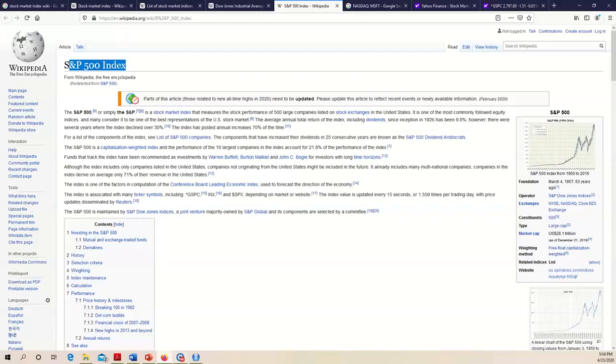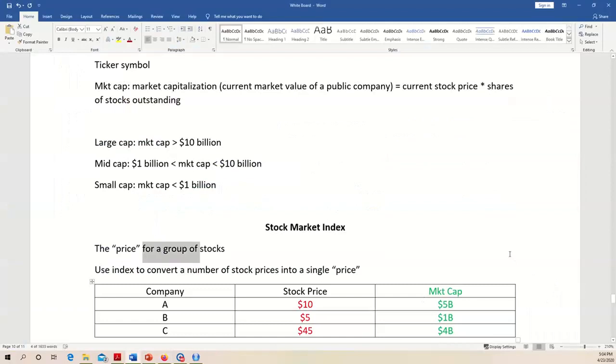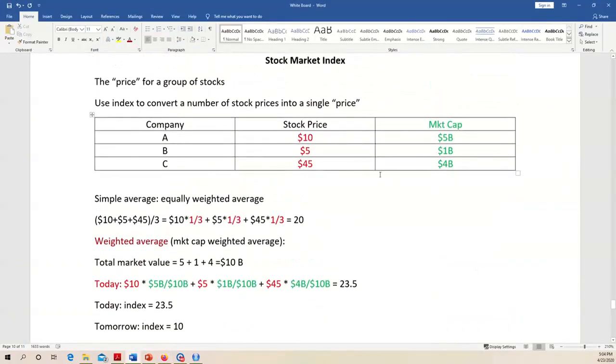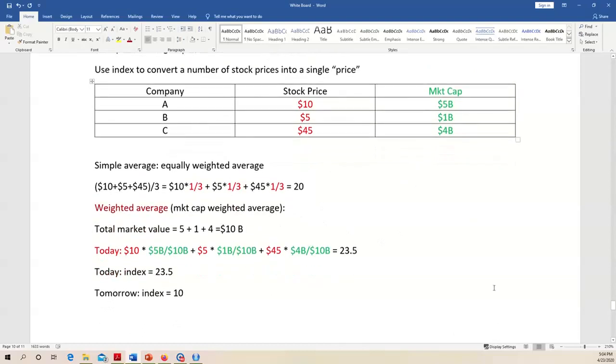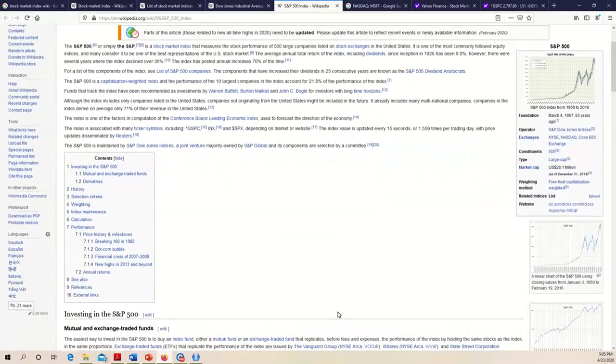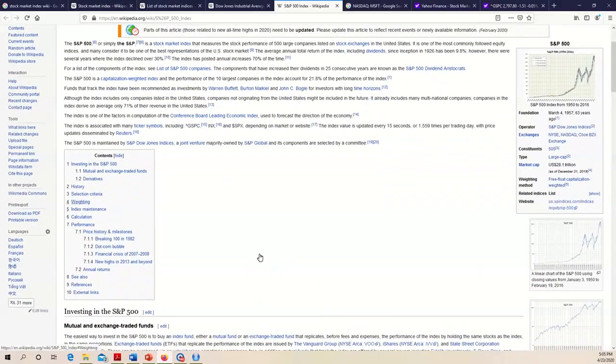This index basically uses the value-weighted approach to convert the stock prices for 500 companies into one single number here. And what are those companies? From this Wikipedia page, you can find its constituents.